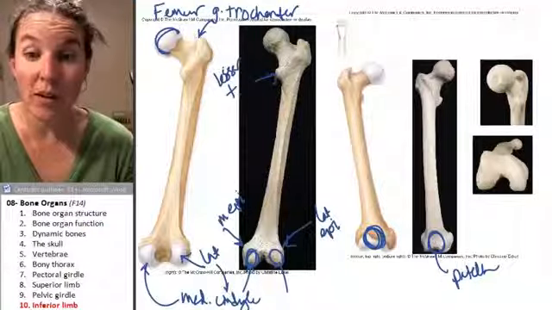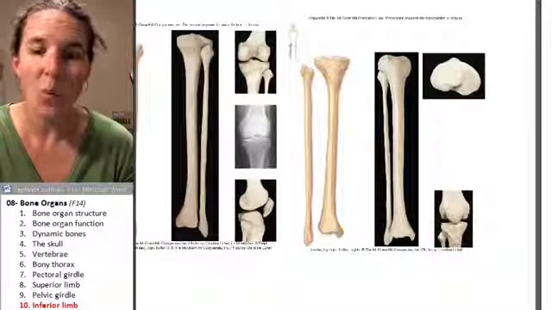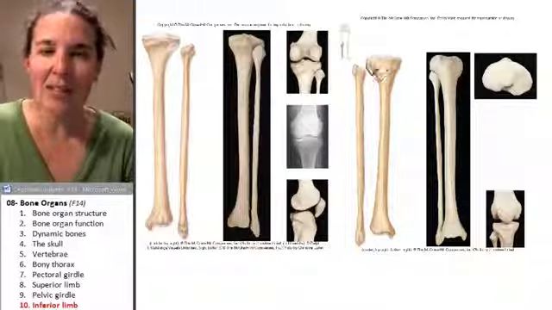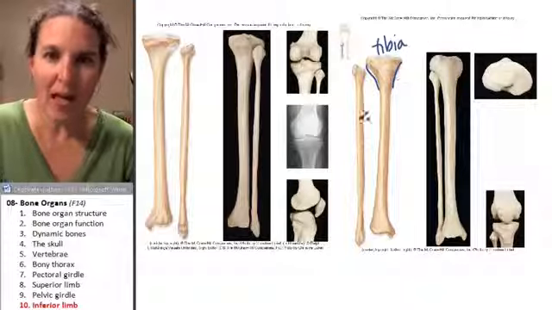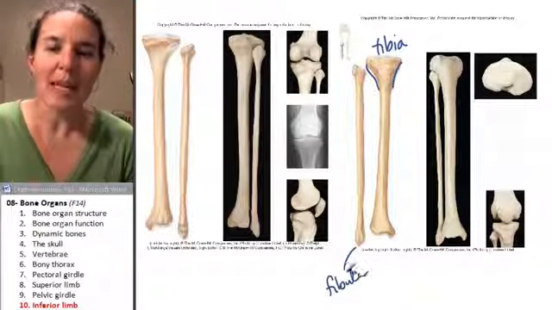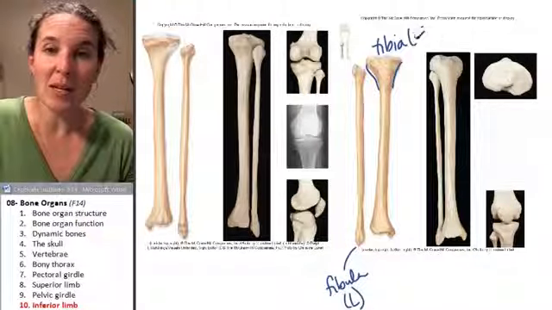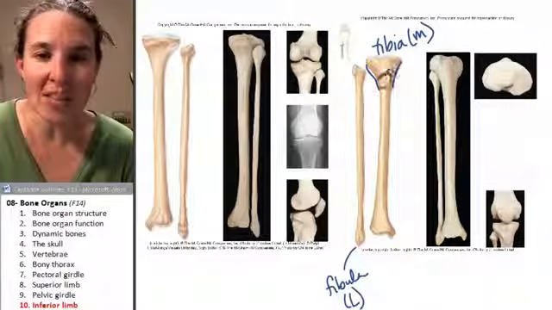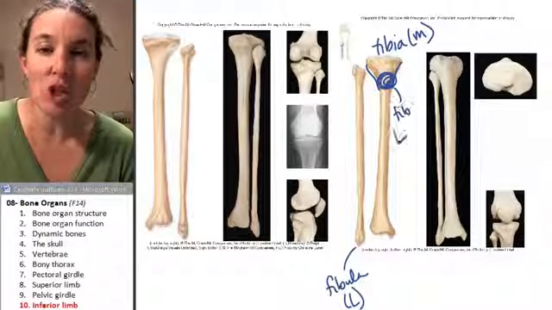Let's do the lower limb bones. This is who we have in the lower limb. We have the tibia. The tibia looks like a giant tabletop. And then we have the little fibula. In standard anatomical position, the fibula is lateral and the tibia is medial. The anterior surface of the tibia has this giant bump called the tibial tuberosity.